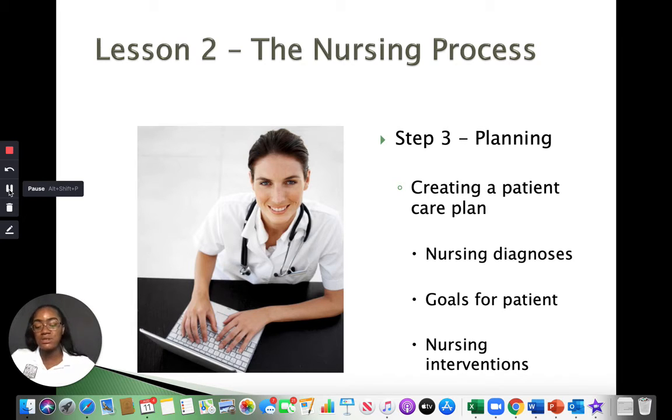Nursing interventions do not need a physician's order. For example, a nursing intervention cannot involve prescribing medication or performing surgery. The RN who leads the patient's nursing team assigns nursing interventions to the team members.